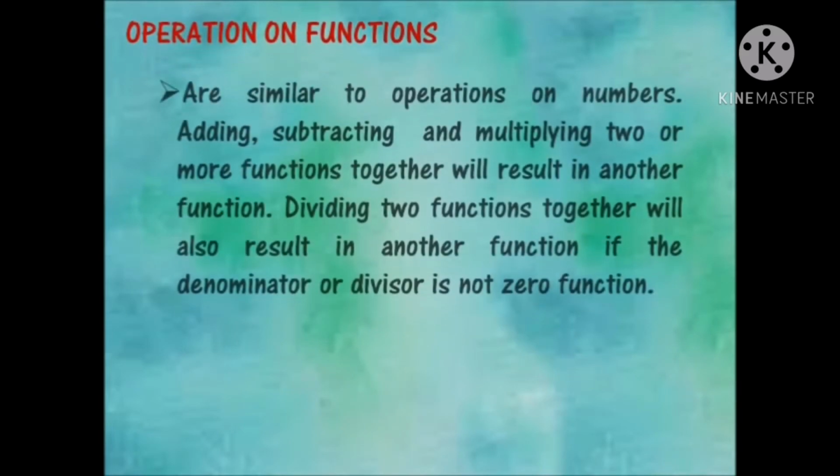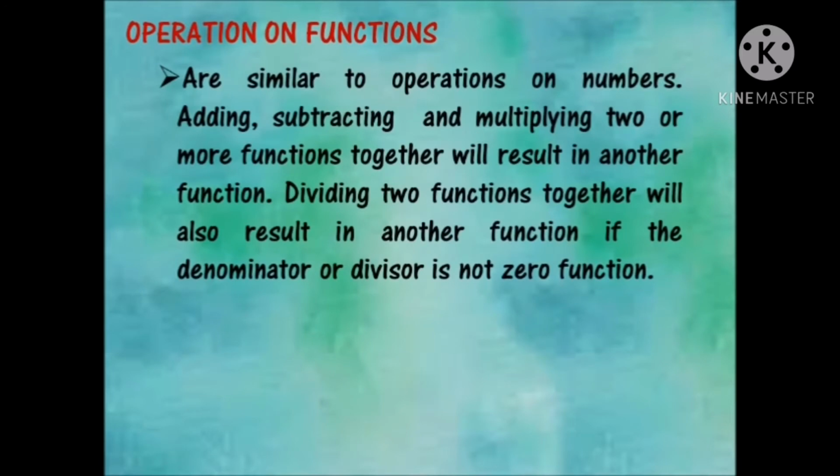So operation and functions are similar to operations on numbers. Adding, subtracting, and multiplying two or more functions together will result in another function. Dividing two functions together will also result in another function if the denominator or divisor is not zero function. So sinasabi na kapag meron tayong dalawang function at ginamitan natin siya ng operation, ang result nun ay isa ring function. Pero kapag division ang ginamit natin doon sa dalawang function na yon, function pa rin naman yung result niya basta yung denominator niya ay hindi zero.